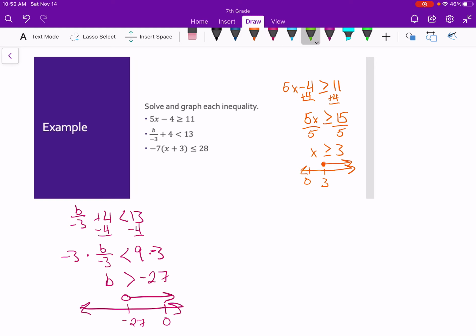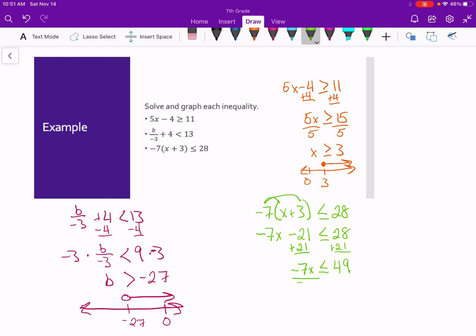And last example, negative 7 times the quantity x plus 3 is less than or equal to 28. First thing I have to do on this one is get rid of the parentheses, so I'm going to distribute. So I have negative 7x minus 21 is less than or equal to 28. I'm going to add 21 to both sides. So negative 7x is less than or equal to 49.